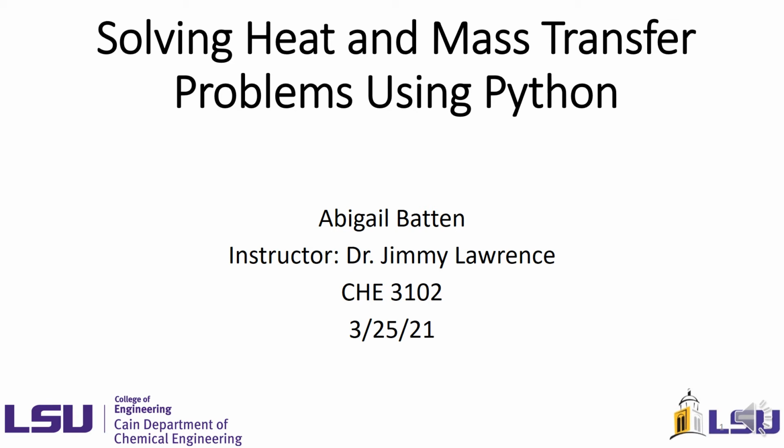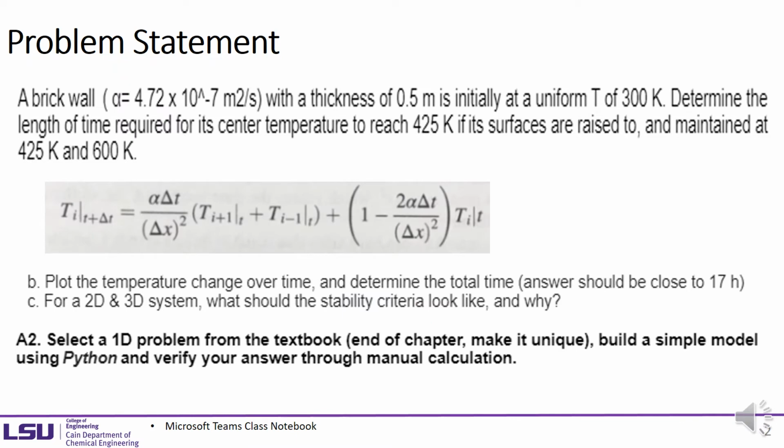I'm in heat and mass transfer with Professor Jimmy Lawrence, and today I'll be solving two heat and mass transfer problems using Python coding. The problem statement said that we were given a brick wall with a thickness of 0.5 meters, with one surface at 600 degrees Kelvin and the other at 425 Kelvin. The goal was to find the time it took for the center temperature to reach 425 Kelvin, and initially the entire wall was at 300 K.